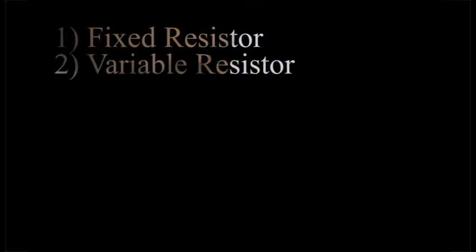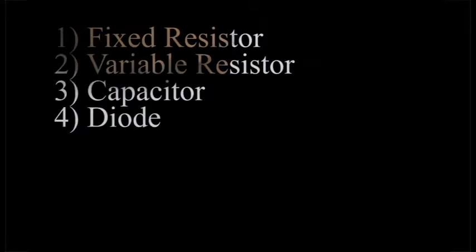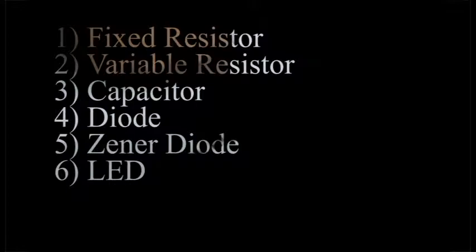Hello, my name is Reza, and I am going to explain the following electronic components. The components are fixed resistor, variable resistor, capacitor, diode, Zener diode, LED, and transistor.